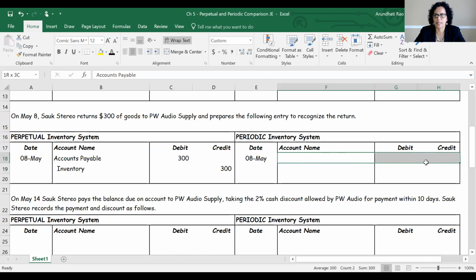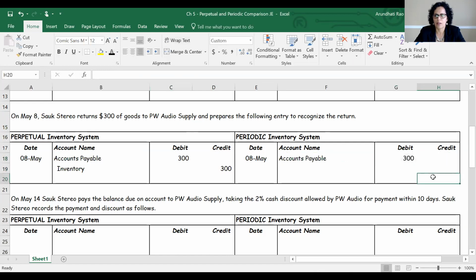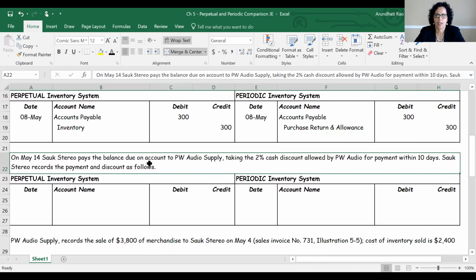I'm going to debit the same account, that's accounts payable. But the account that I credit, the $300, is not going to be inventory. It's going to be purchase return and allowance. I keep that as a separate account, and that is a contra account, which means I will subtract it from purchases to arrive at net purchases.